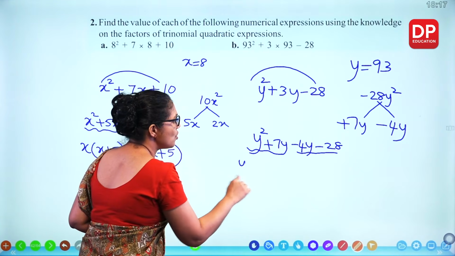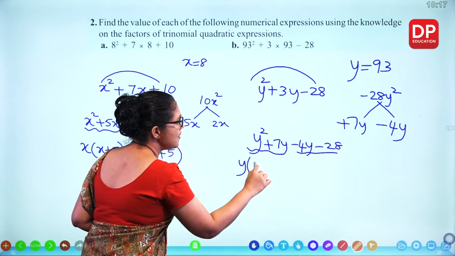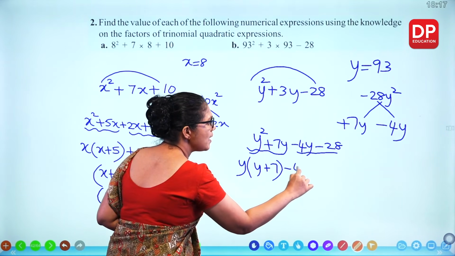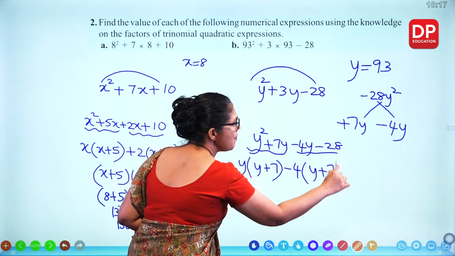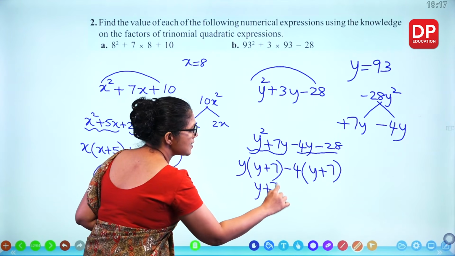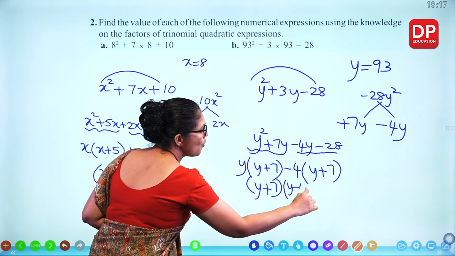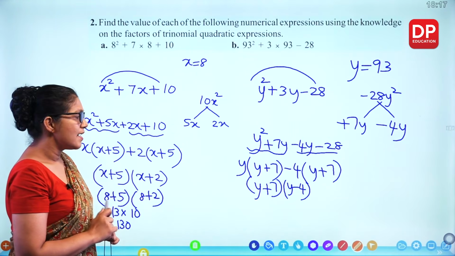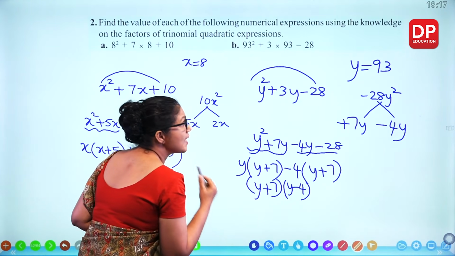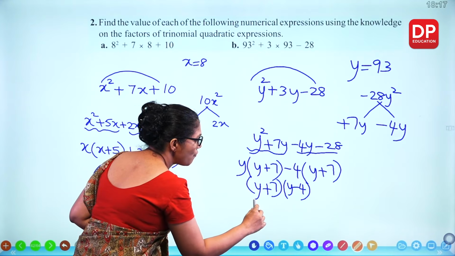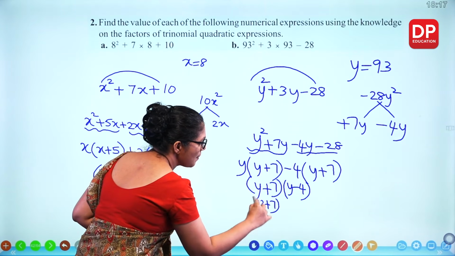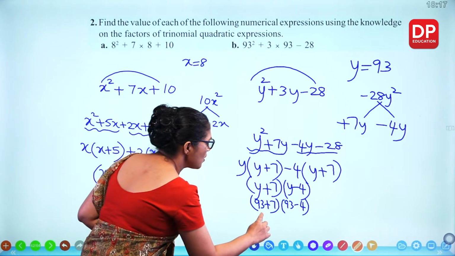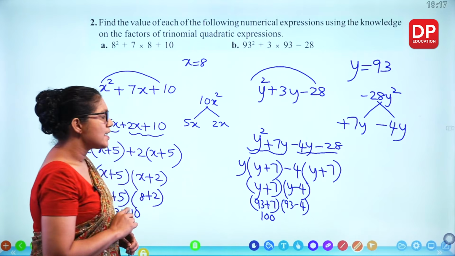When you take the first two, take y common and the remaining part is y plus 7. Here I can see minus 4 is common, take it out, y plus 7 remaining. Here again y plus 7 is common and y minus 4 is remaining. Now we know y as 93, so we can substitute 93 instead of y. So 93 plus 7 and 93 minus 4. What is 93 plus 7? You get 100.